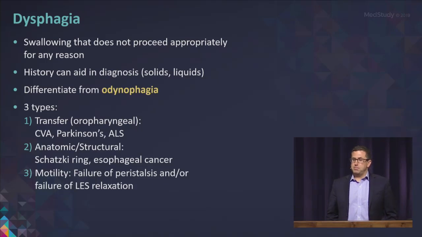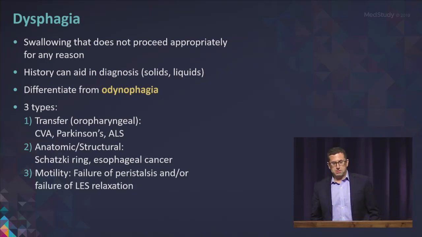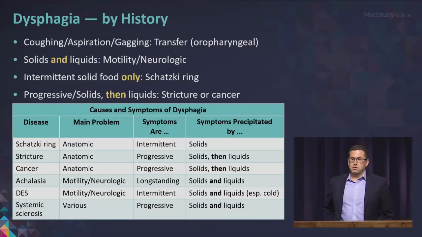There are really three types of dysphagia. There's transfer dysphagia, which is oropharyngeal, and that's seen in neurological conditions like stroke and Parkinson's. Then there are anatomical issues like a Schatzki's ring or cancer. And then there's motility, which is a peristalsis issue and/or failure to relax the lower esophageal sphincter. So history is really important when making these distinctions. If you see coughing and gagging and things like that, it's really consistent with oropharyngeal or transfer dysphagia.